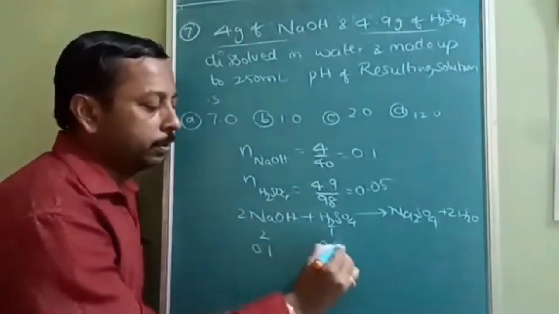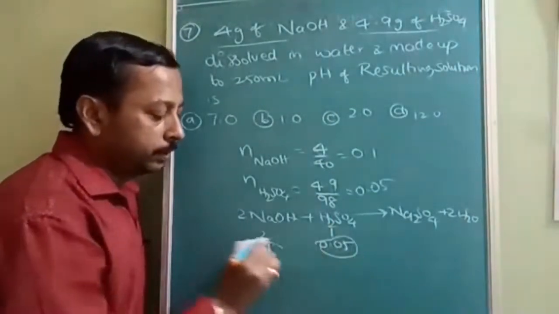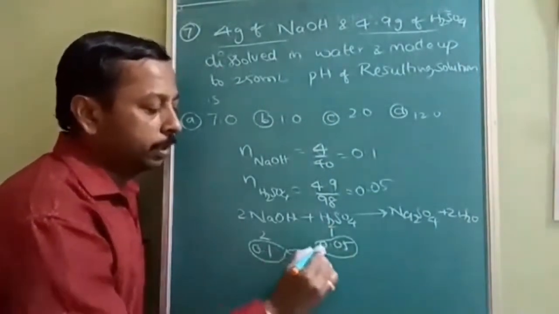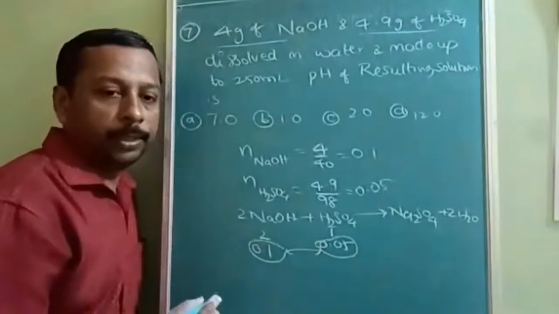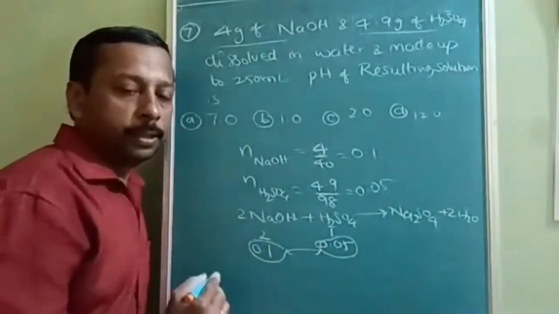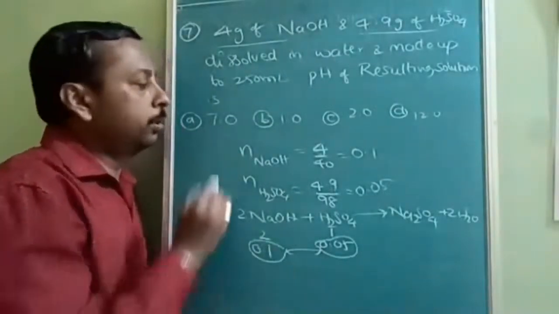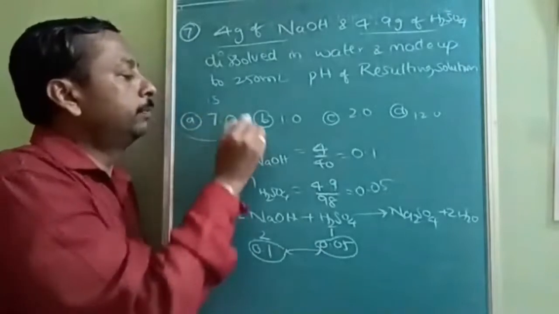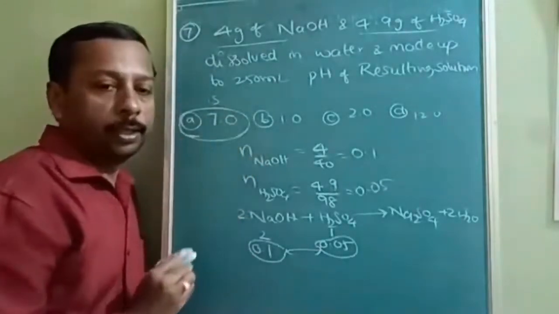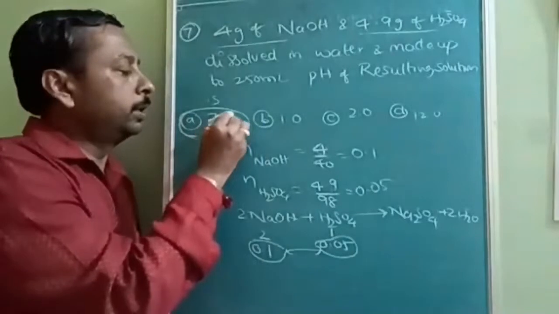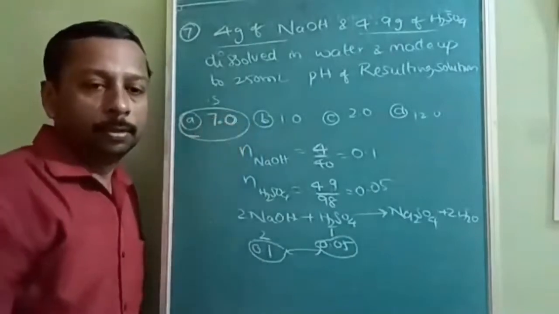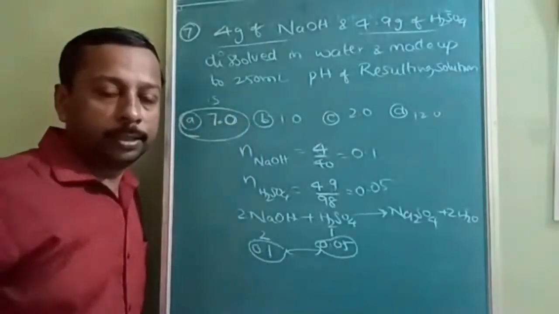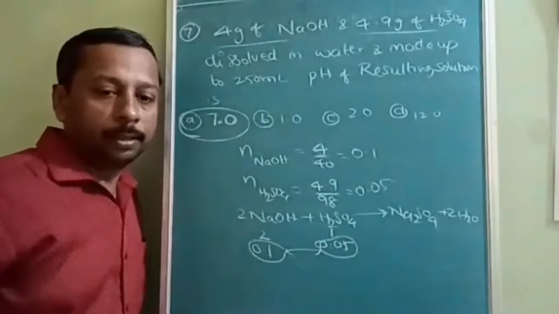That means exactly as per requirement they are there. So there will be complete neutralization. Once it is complete neutralization, a salt of strong acid and strong base will form. So you need not calculate anyhow. Directly you can write it as 7.0, because of the complete neutralization and both are strong acid and strong base. Therefore, pH will be 7.